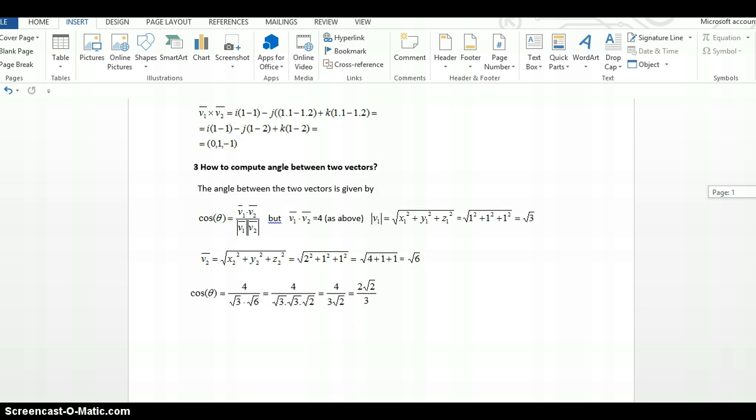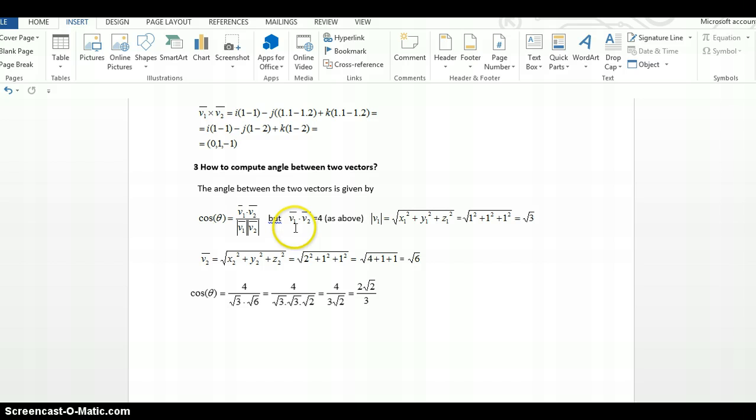How to compute an angle between two vectors is the third problem. So we have vector v1 and vector v2. The angle between the two vectors is found from the dot product between the two vectors divided by the product of the moduli of the two vectors. That is the positive magnitude of each vector.